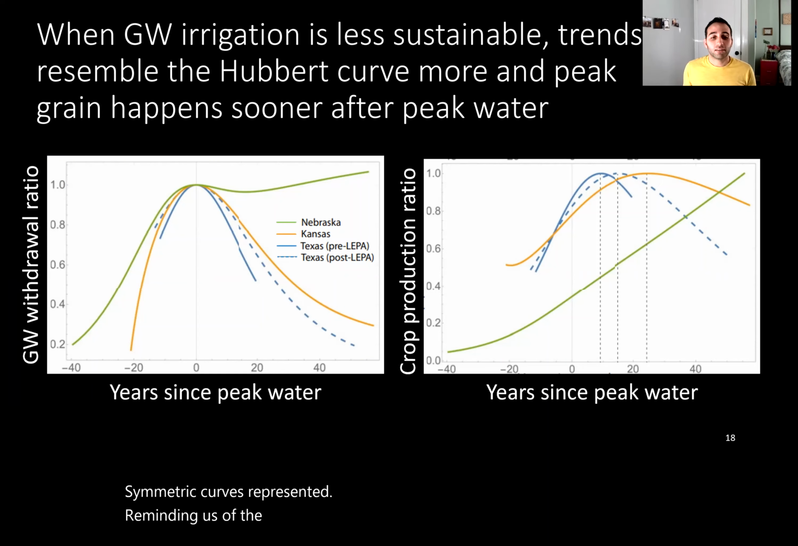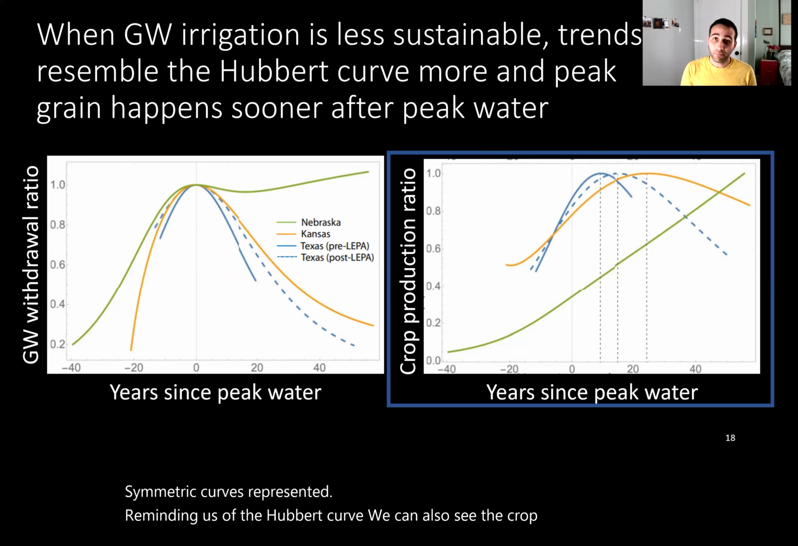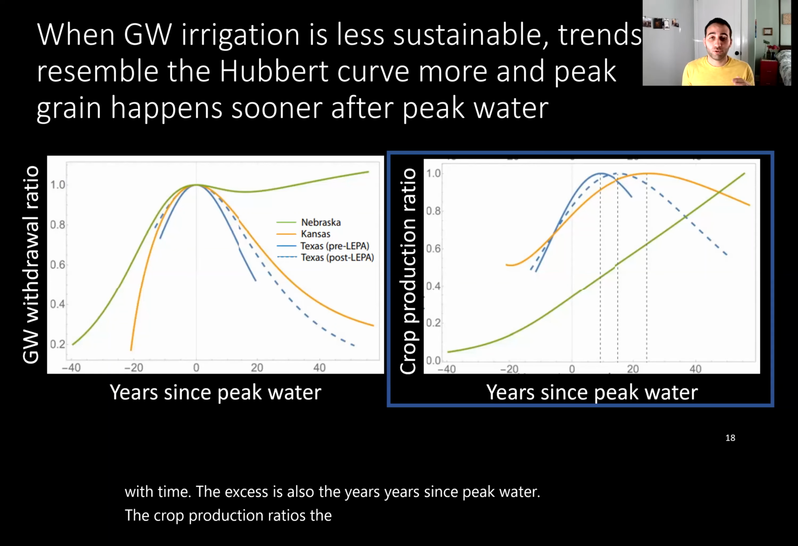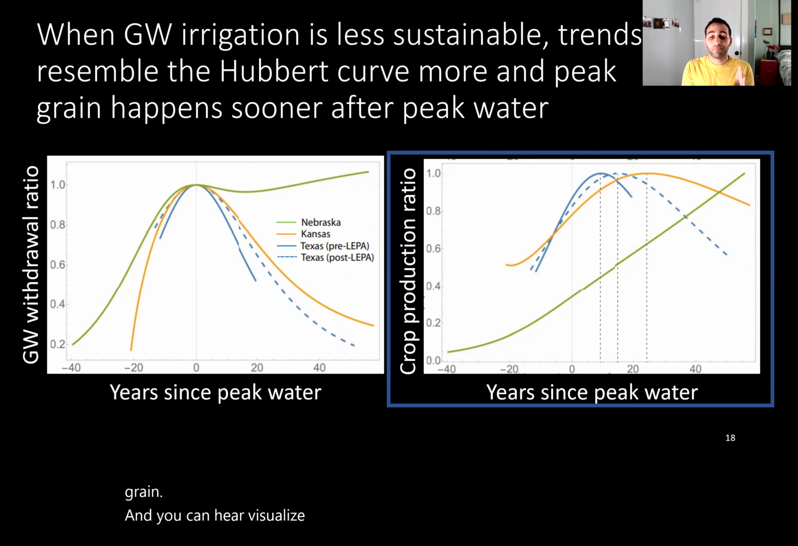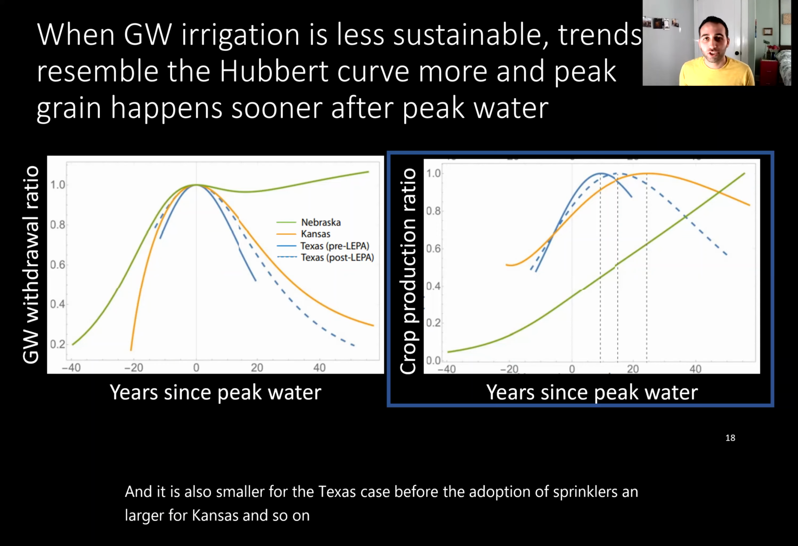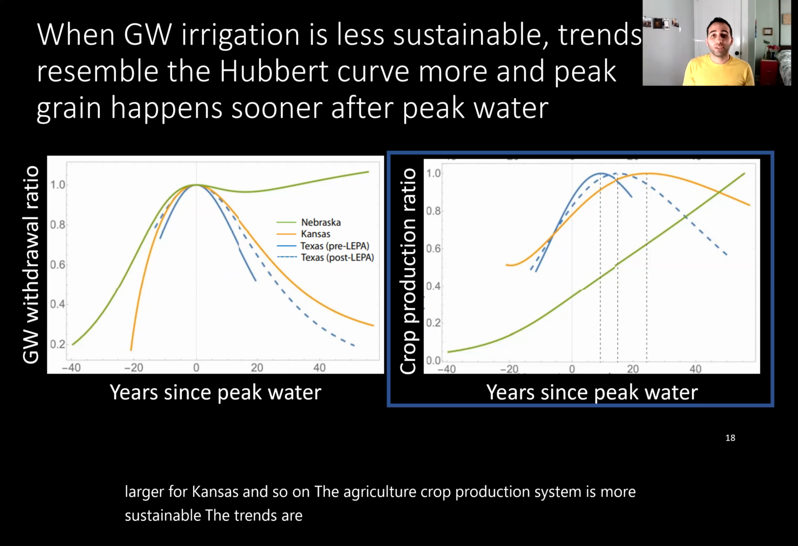We can also see the crop production ratio with time. The x-axis is also the years since peak water. The crop production ratio is the ratio of crop production to its value at peak grain. And we can here visualize the lag between peak water and peak grain. And it is also smaller for the Texas case before the adoption of sprinklers and larger for Kansas. And so when the agriculture crop production system is more sustainable, the trends are less symmetric and the lag between peak water and peak grain is larger.